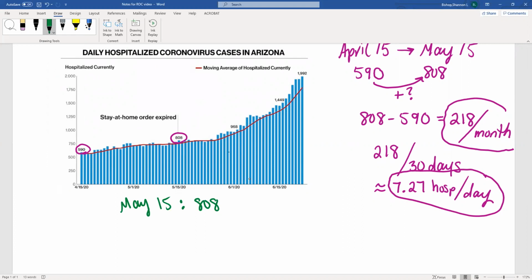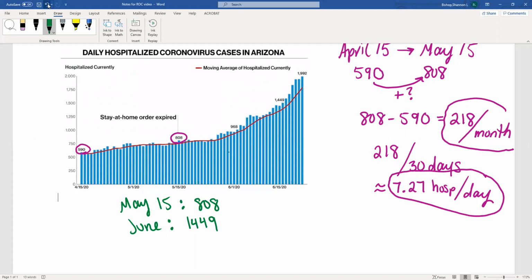But if we look at June 15, you can see that that number grew. Hospitalizations per day had grown to 1,449. Okay, 1,449 hospitalizations per day. Again, rate of change is curious.